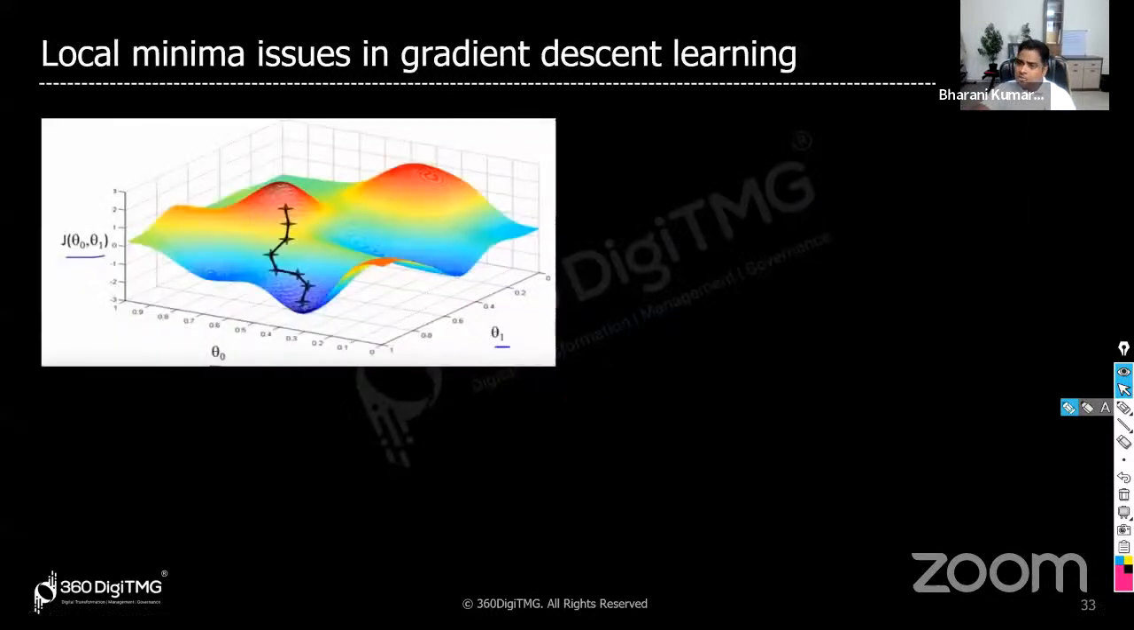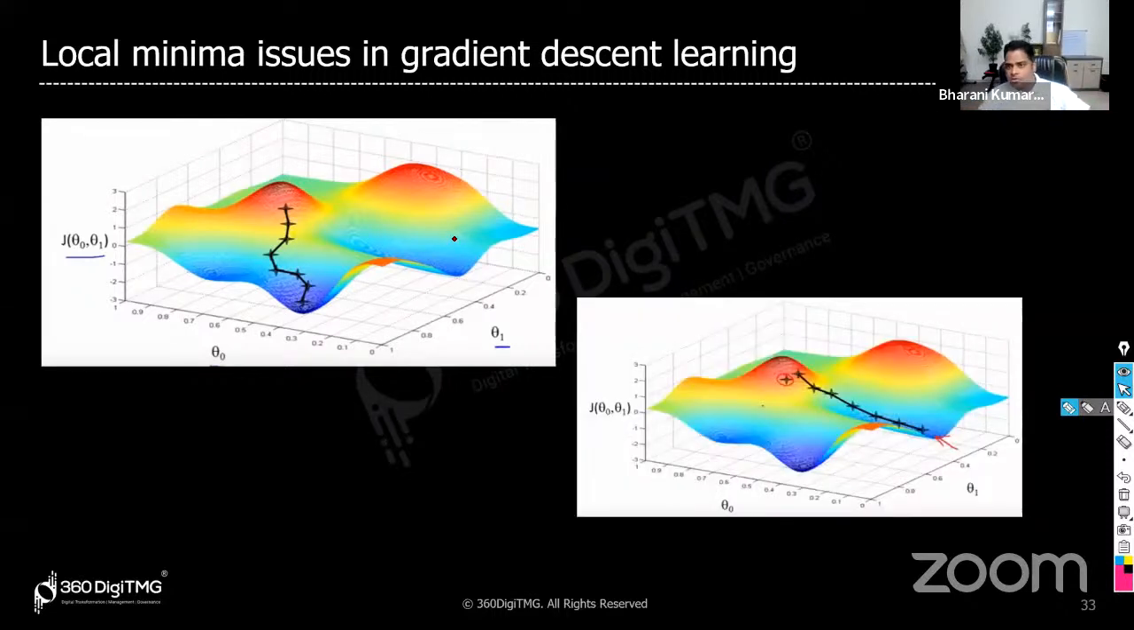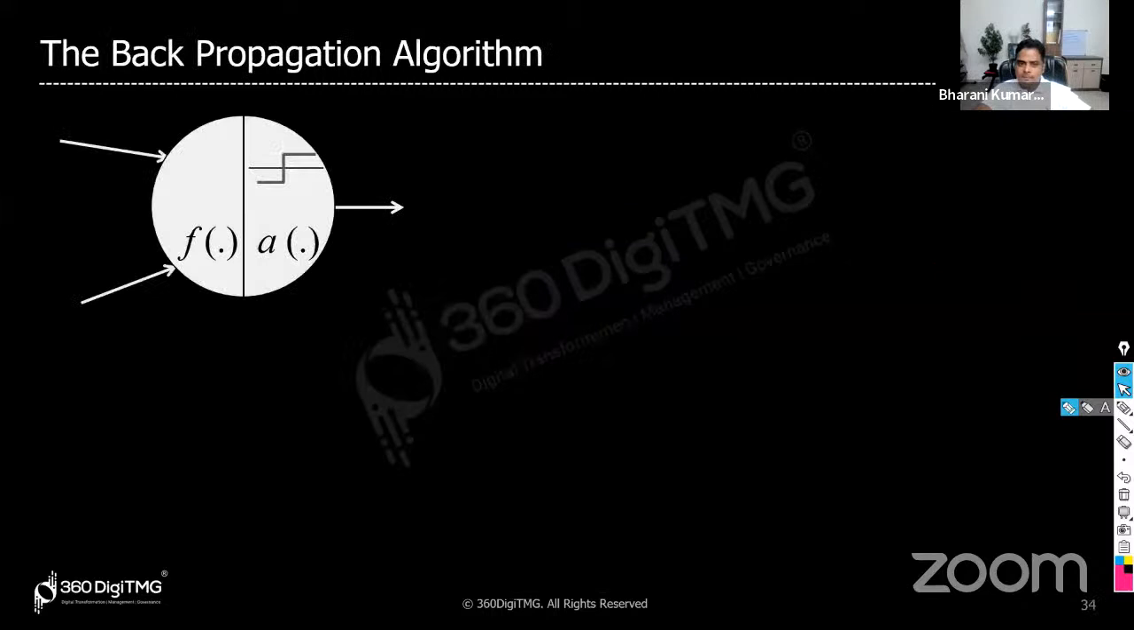Okay. But there is an issue with the local minima. What is that issue? It really depends on how the weights are initialized. If the weights are randomly initialized at a different location, say instead of initializing here, your weights get initialized here, then what would happen? You might get into a different minima. Here, if the weights are initialized here, you're getting to this minima. If the weights are initialized here, you're getting to this minima.